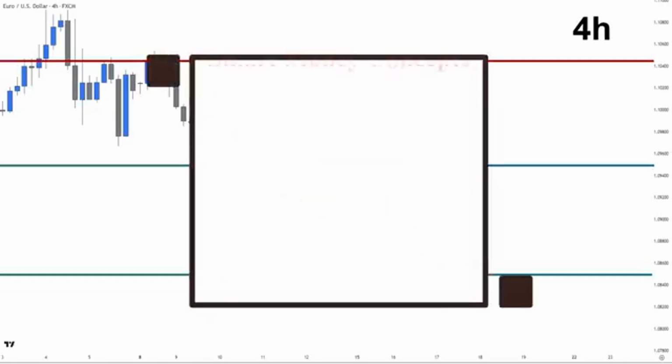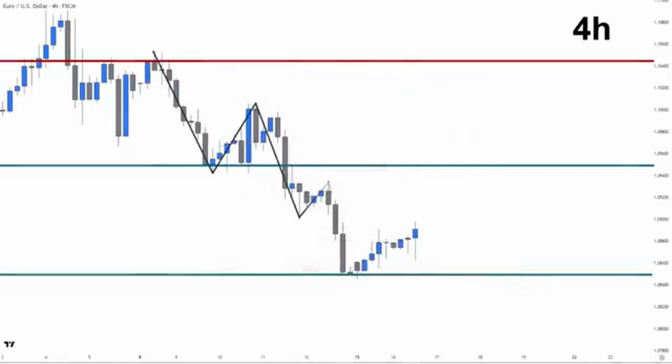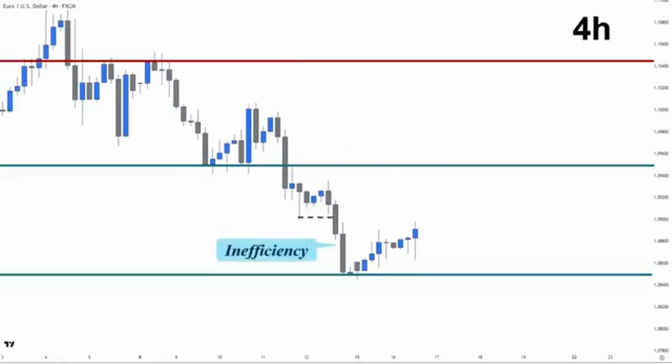So, the 4 hours is when we fully apply smart money concepts, which includes identifying market direction, supply and demand areas, order blocks, fair value gaps, liquidity zones, and possible trade opportunities. So here, the market has recently broken below key daily level with momentum, which indicates that supply is in control. Currently, we have an inefficient move that created a fair value gap and a break of structure. So the candle that created the inefficiency is our order block zone, which could give us a possible short entry.